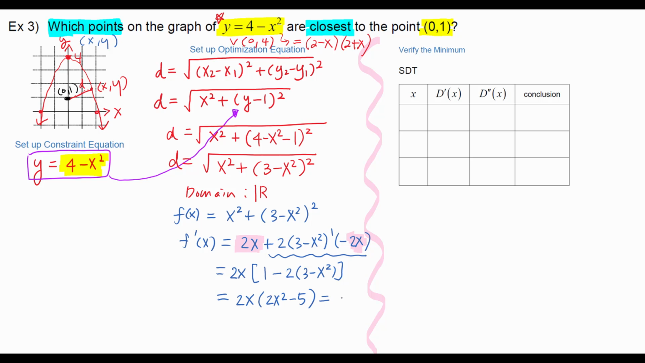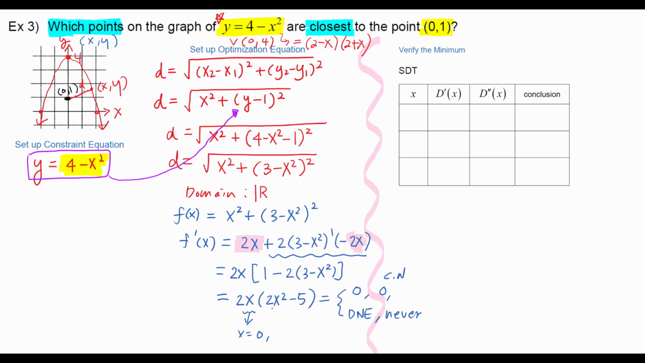Is my f prime ever undefined? No. So does not exist, never happens in this case. And the only way you're going to get a critical number is if my f prime is 0. My f prime of x will be 0 if x was 0. So that's one of the critical numbers.